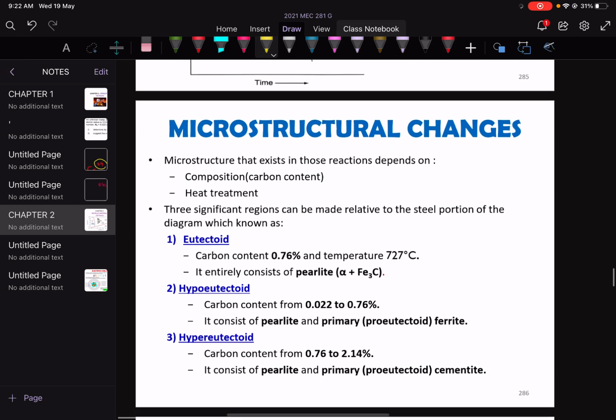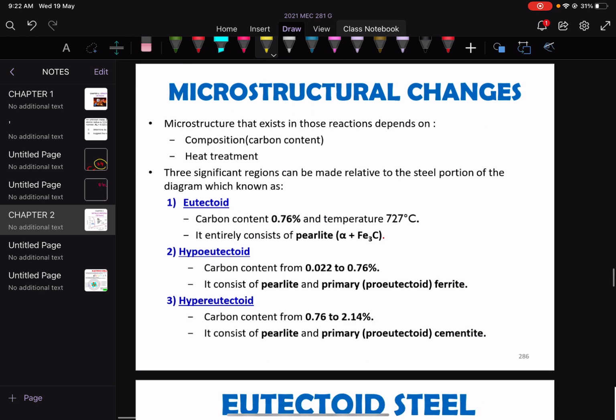Okay, and then for the microstructure, it depends on the composition of carbon and also the heat treatment, meaning the temperature. There are 3 significant regions. First is eutectoid, which is happening at carbon of 0.76 weight% and temperature 727 degrees. Remember, this one will be fixed and it entirely consists of pearlite. The result will become pearlite.